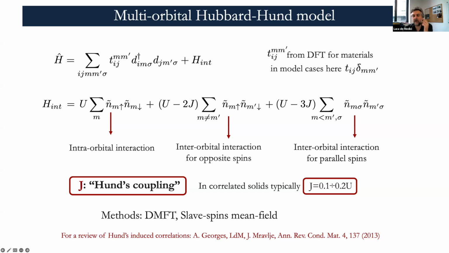In models, I will only have bands with diagonal hopping, so this hopping will be just a delta function in orbital space. Now, this Hamiltonian, of course, has other possible terms, but in the results I will show, these terms play no qualitative role. The Hund's coupling J, which is the measure of how differentiated this interaction is locally, is typically a fraction of the Coulomb interaction, from 0.1 to 0.23.